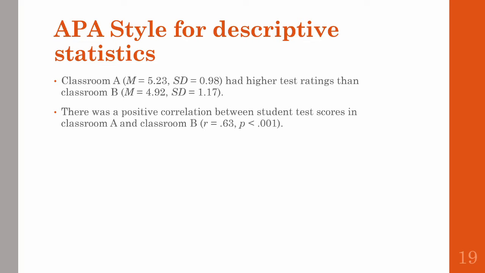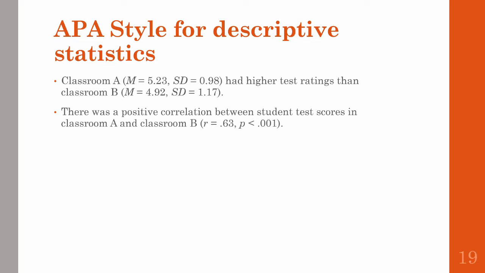So you could say, for instance, classroom A, M equals 5.23, SD equals 0.98, had higher test ratings than classroom B, M equals 4.92, SD equals 1.17. Then you could also reference your graph you made and say something like, see Figure 1 to show mean differences between groups. For correlations, you use the letter r in italics.